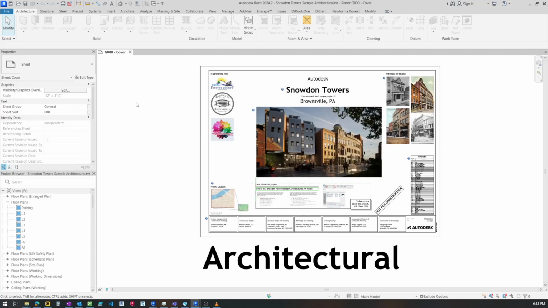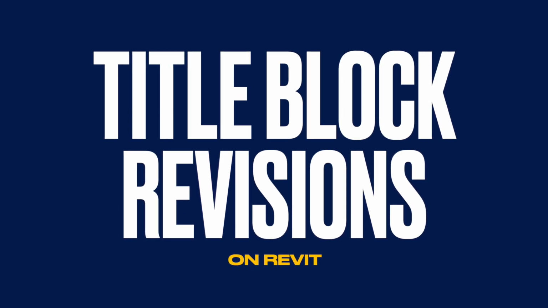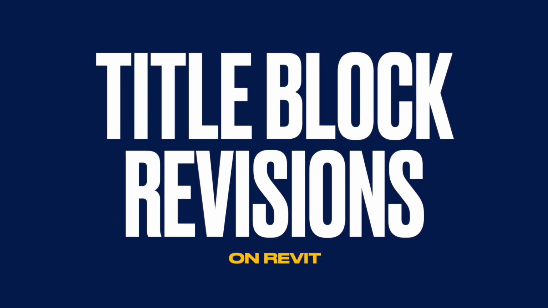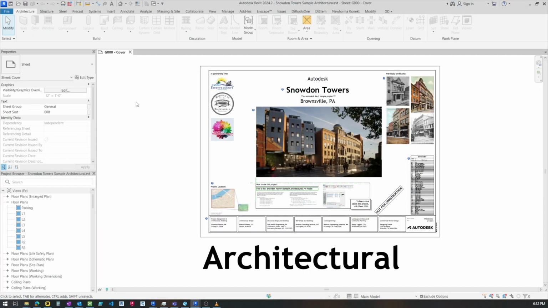Hi everyone. Today we're going to check how we can make two types of revisions. To do this, we are going to be using just the architectural example that comes with Revit 2024. And we will see that there is the best way that I know of on how to do this. There are other ways that are good as well.